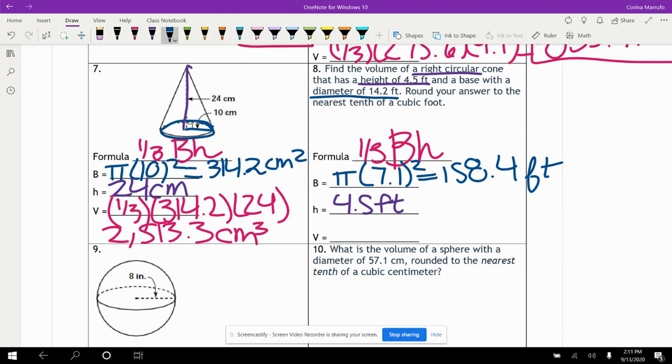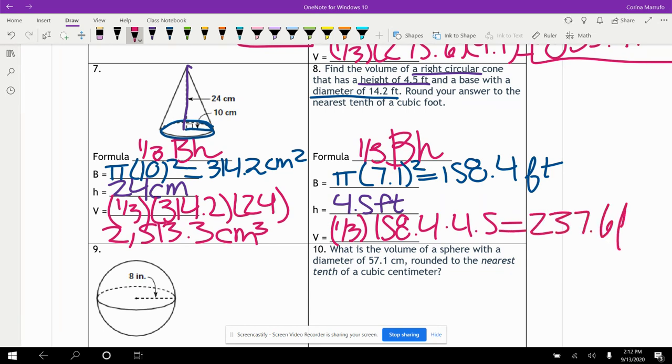All right, let's see. For our volume, we're ready to go. So it's 1/3. Our big B we know is 158.4, and then our height is 4.5. So let me go ahead and plug that in my calculator. Okay, that gives us 237.6 feet cubed.